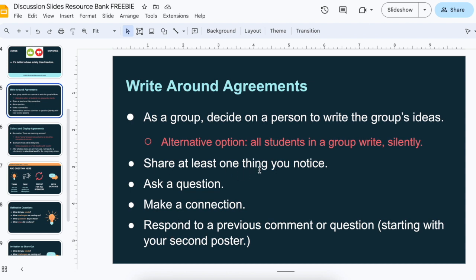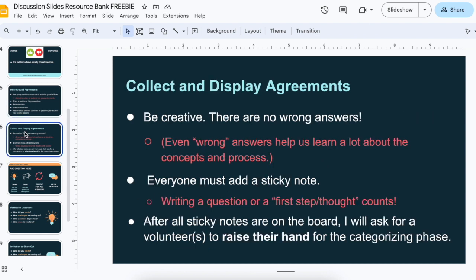They have to share at least one thing they notice, either if we're responding to a text or a specific prompt or a question based on a story we read, whatever it is, and then ask a question or make a connection or some options as well. And then once you go to the second group, you can post a comment or question in response to someone else's. So I think this is, again, really important. When you're looking for engagement, we want to say there are no wrong answers. You can be very creative here for write around and also for collect and display.